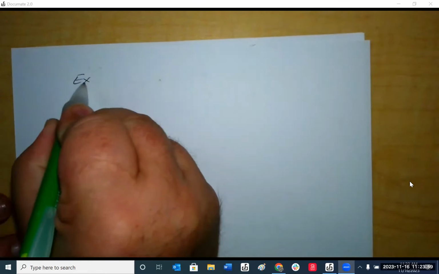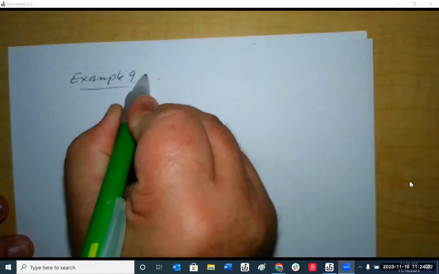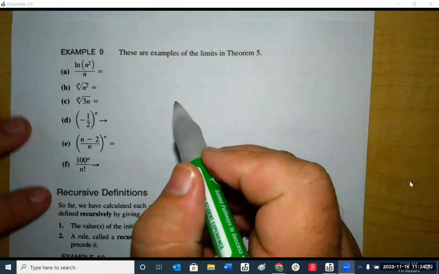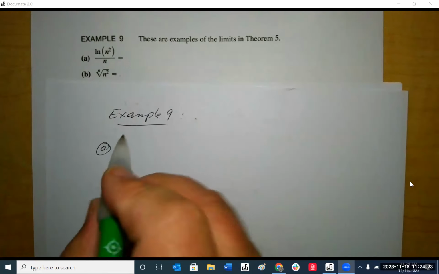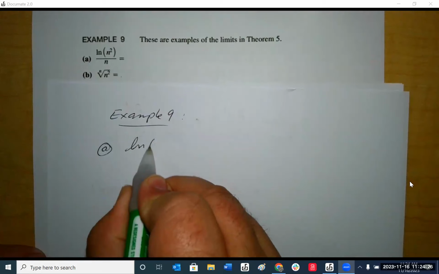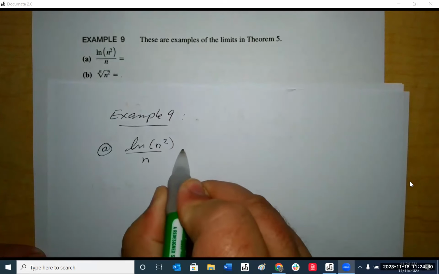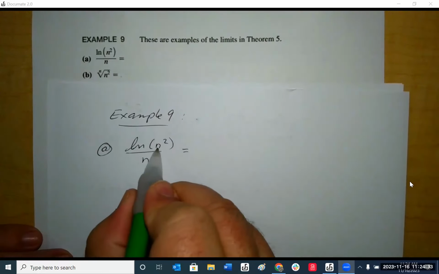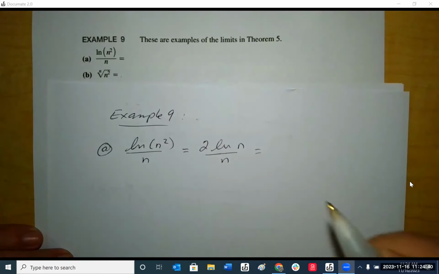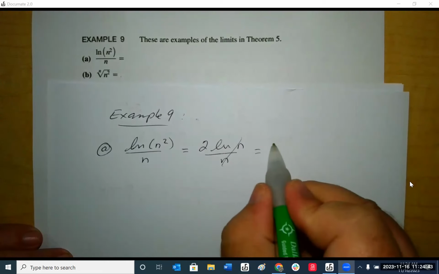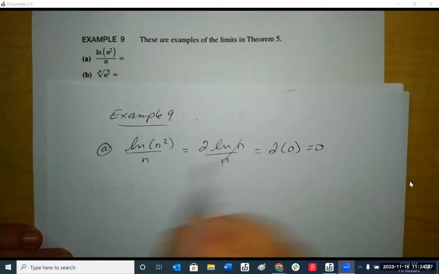So, example 9. These are examples of the limits in Theorem 5. A says the ln of the square root of n over n. Okay, you can't have an exponent, so it's 1/2 ln n over n. By the theorem we just had, this goes to 0.